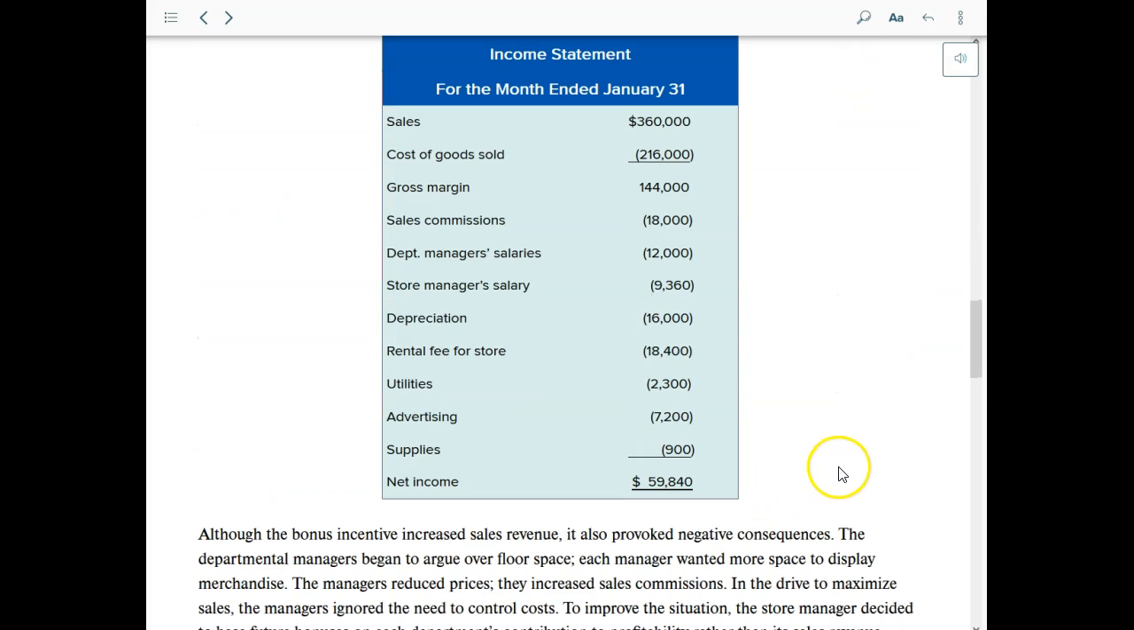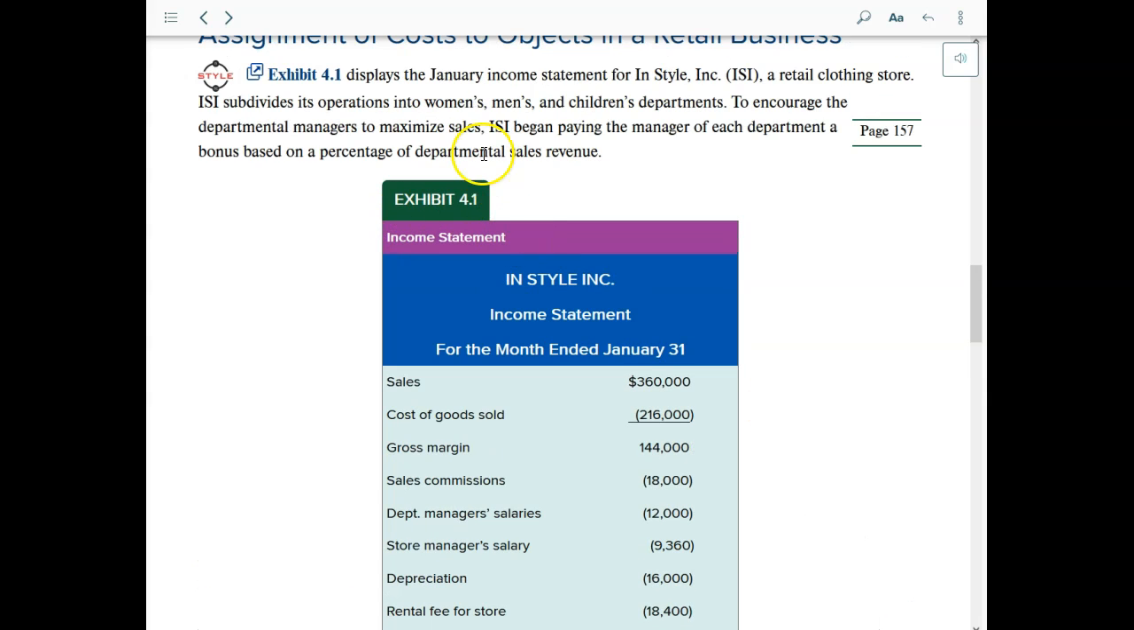Now, let's look at this income statement. We're going to be working with these numbers for the next several pages. So here we have a store, and it has women's, men's, and children's departments. And they're thinking about how can we encourage better performance from the managers of these departments? Let's give them a bonus.